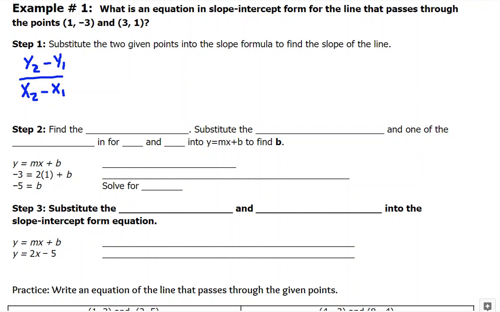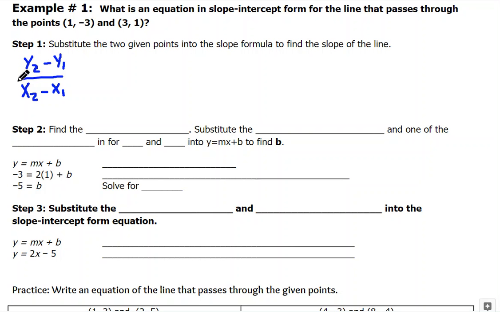Okay, so let's see here. Example 1 says, what is an equation in slope-intercept form for the line that passes through the points (1, -3) and (3, 1)? All right, so the first thing we need to do is find the slope. We're given these 2 points, so we have to find the slope.